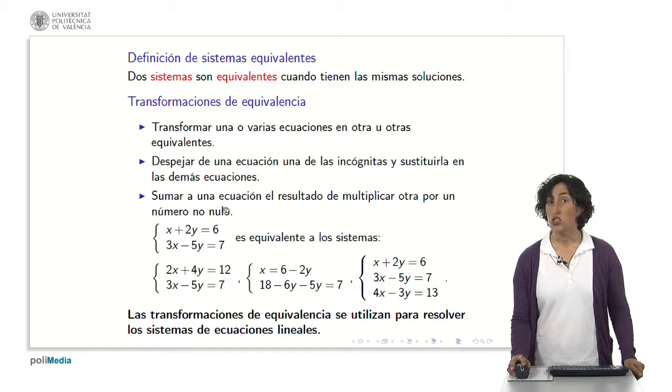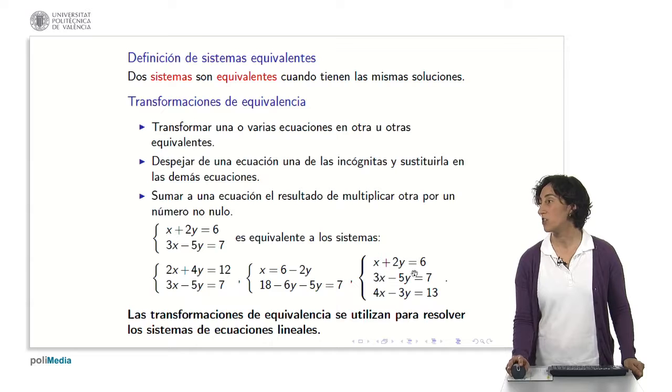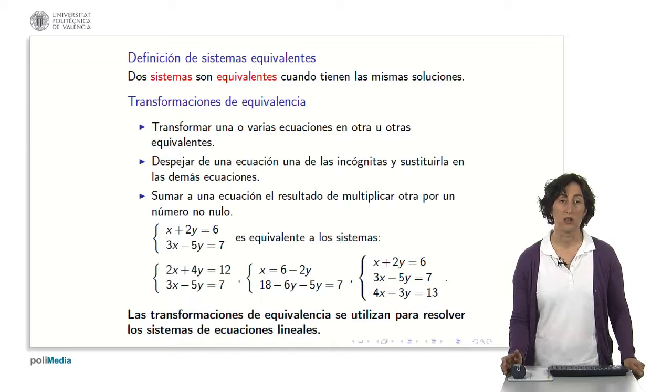And another option is to add to an equation the result of multiplying another by a non-null number. For example, this system would also be equivalent to the system x + 2y = 6, 3x - 5y = 7, and 4x - 3y = 13, where I add this equation, which is the sum of the previous two. In fact, I could even eliminate one of the three, since with 2 of them it would be enough to determine the system, and it would be an equivalent system to the previous one.